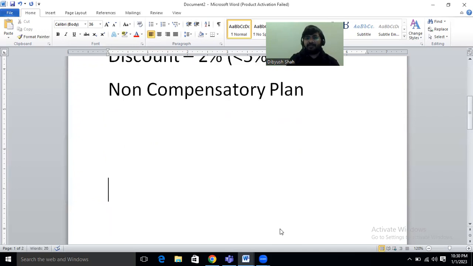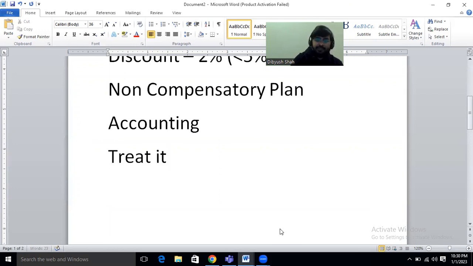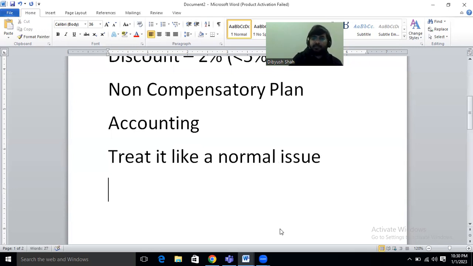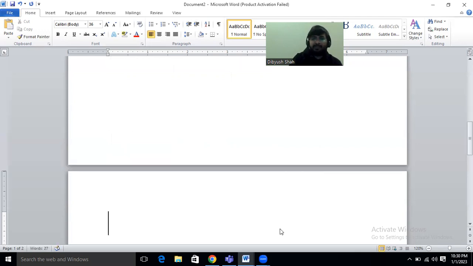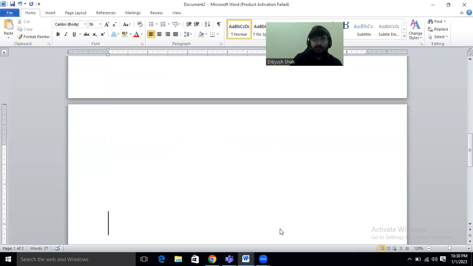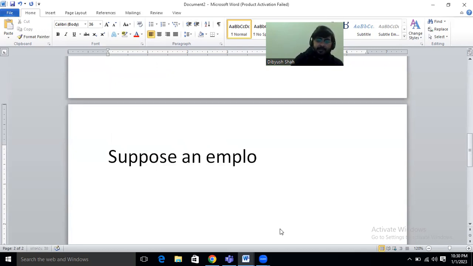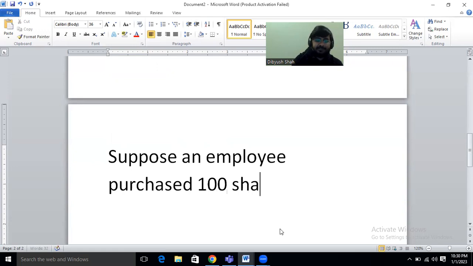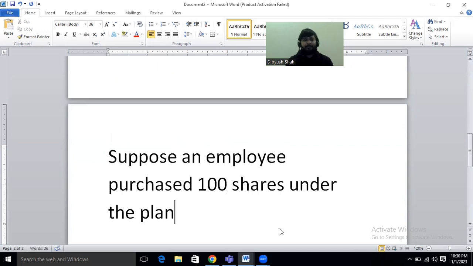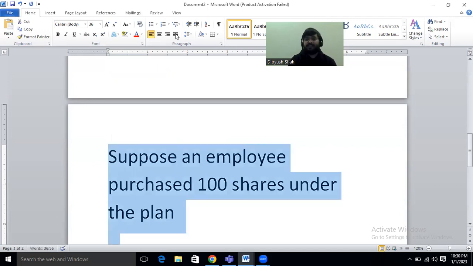How do I account for this? Very simple. Treat it like a normal issue. What do I mean by it? Very simple. Suppose an employee has just purchased 100 shares under the plan.